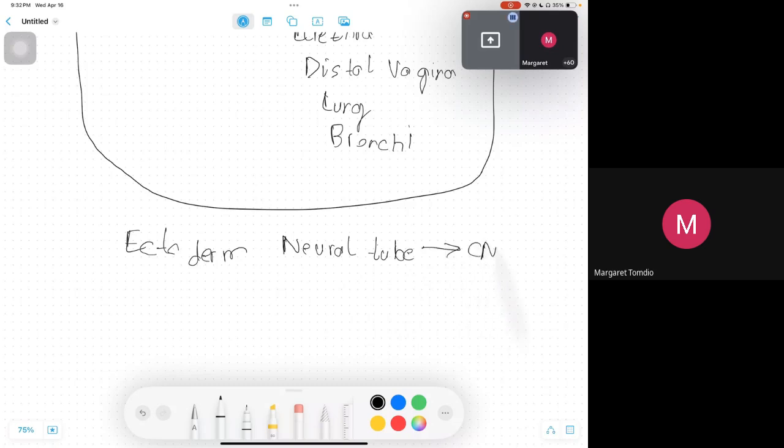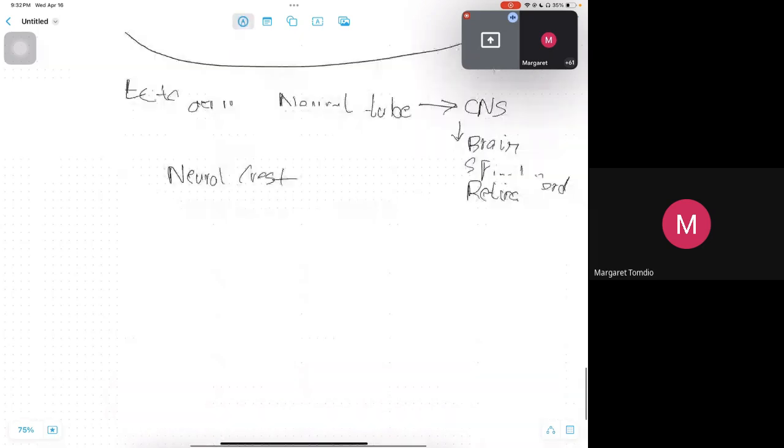So CNS will include brain, and spinal cord and even retina. They all are a part of CNS. So remember brain, spinal cord, retina, any neuron of CNS, oligodendrocyte, all the cells of CNS which you have read will be formed by neural tube. And neural crest cells, which will give rise to all forms of PNS.